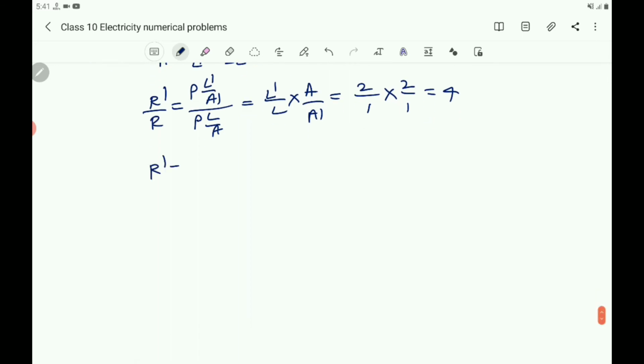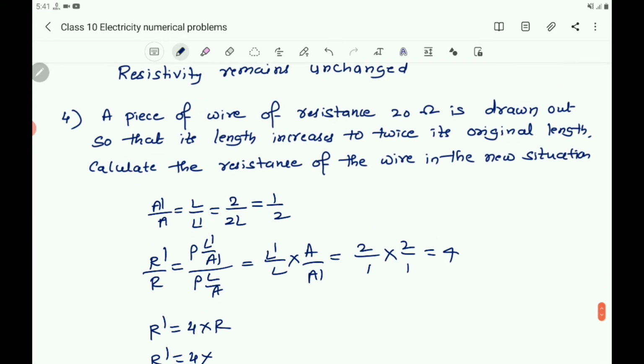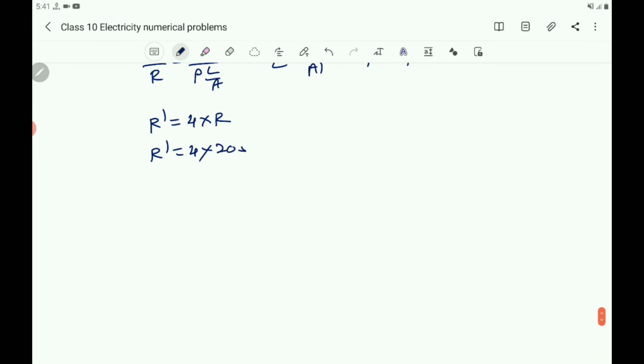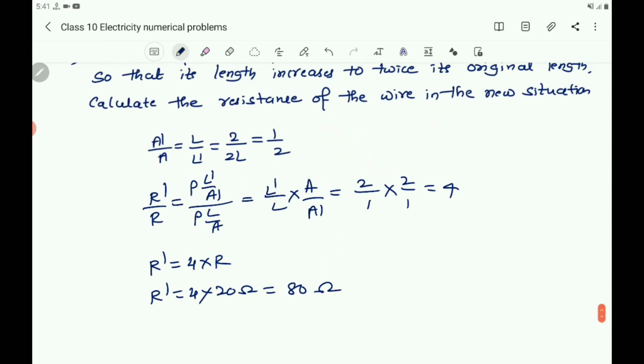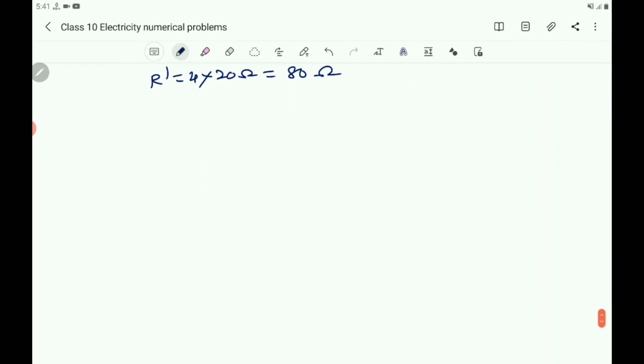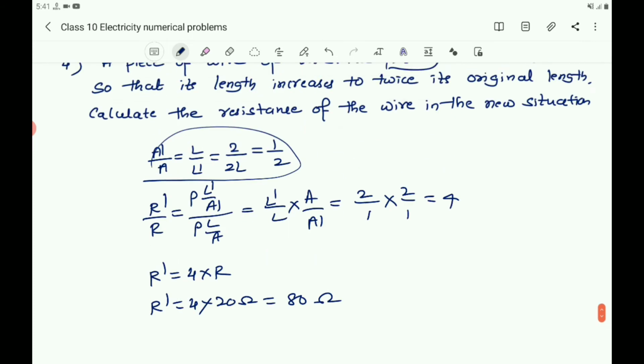That is nothing but R dash equals 4 into R. What is the original resistance? That is 20 ohm, so that becomes 4 into 20 ohm equals 80 ohm. If you follow the previous one, you can get the idea of this also. Next, let us take the fifth question.